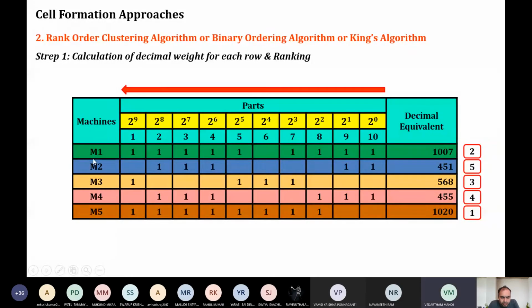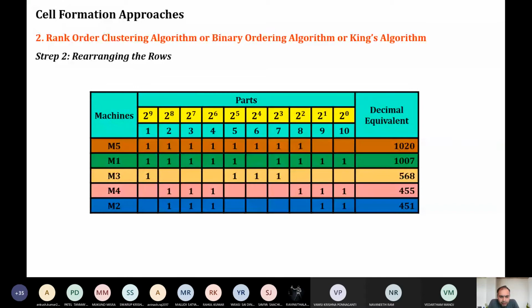Sir, if the values are equal, that is a very good question. If the values are equal, it will be up to you to select the machine. For example, if both machine number 2 and machine number 4 have 455, it's up to you to select machine number 4 or machine number 2 to be placed first. Because if the decimal equivalent values are the same, it doesn't impact much.